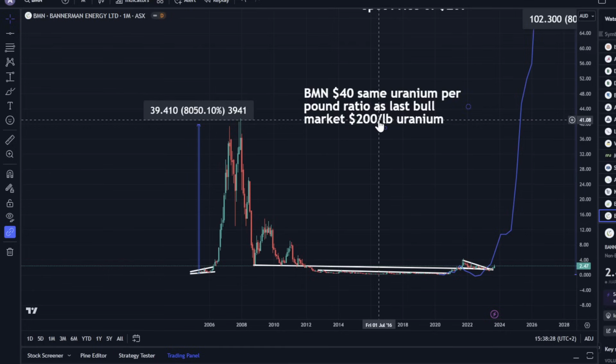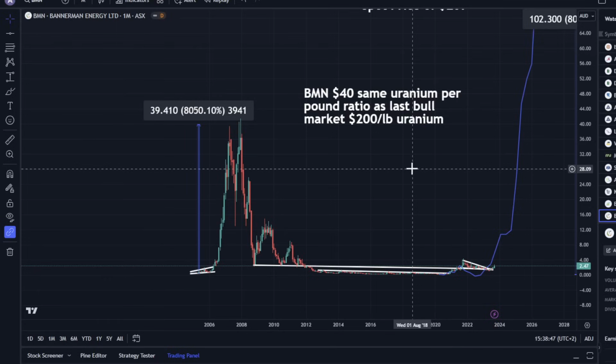How I calculated this is I took their 207 million pounds of uranium that they've got in proven reserves and multiplied it by $40 to get a market cap. Then I used that market cap and divided it by the 371 million market cap that we have today.